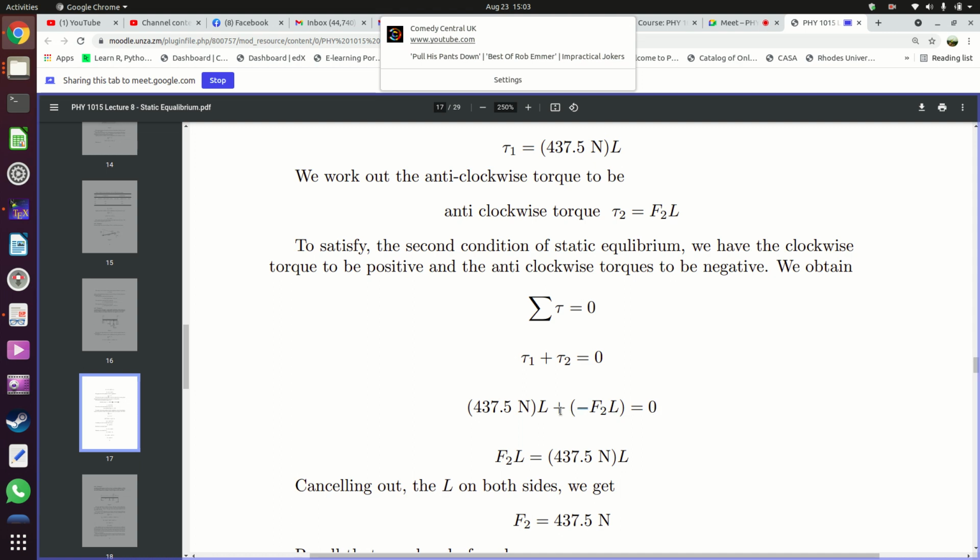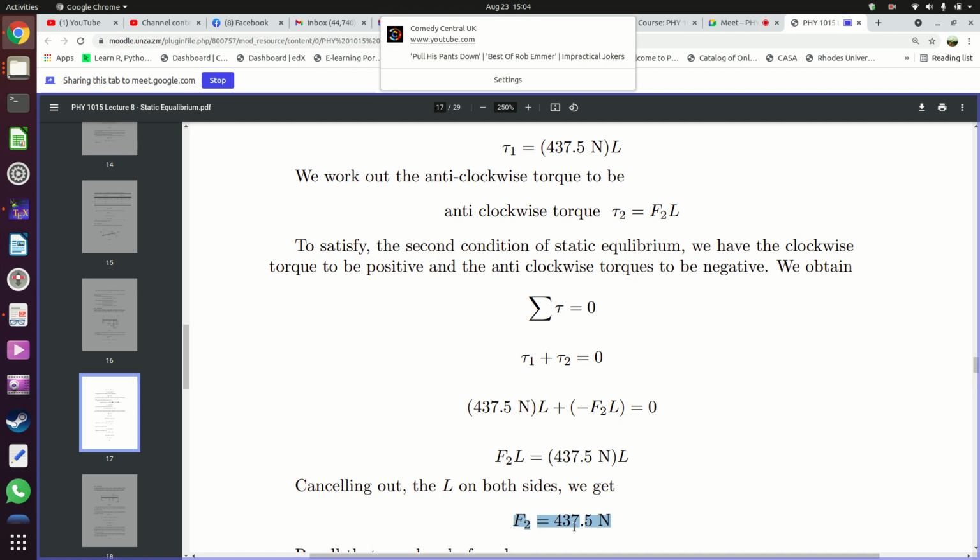Then you get this. So you end up having 437.5 newtons L minus F2L. You take it to the other side, you're going to end up having F2L is equal to 437.5 N multiplied by L. There's an L on both sides, so you can cancel out the L, which basically tells you that you don't need to know the length of the bar. So you're going to end up with F2 equal to 437.5 newtons.